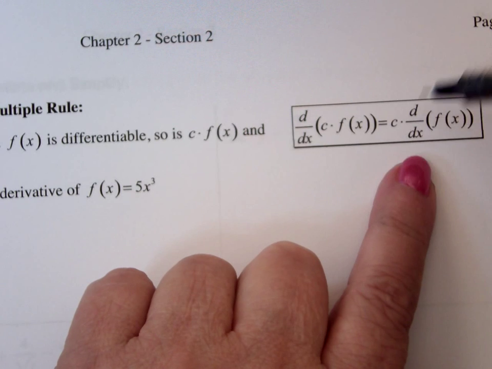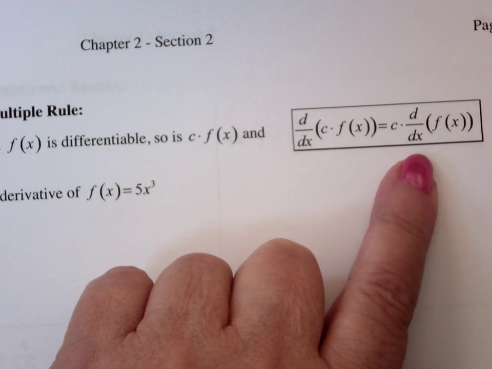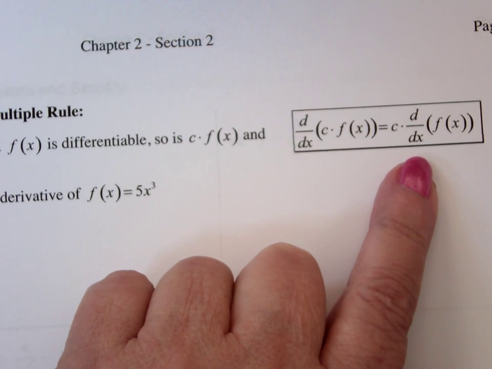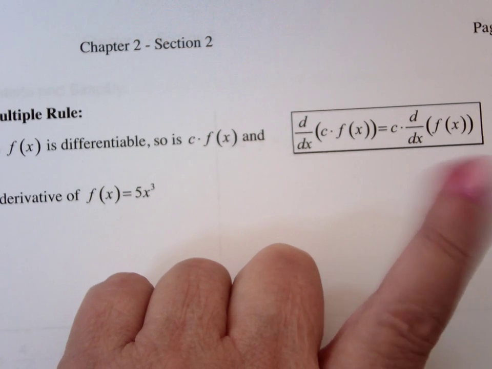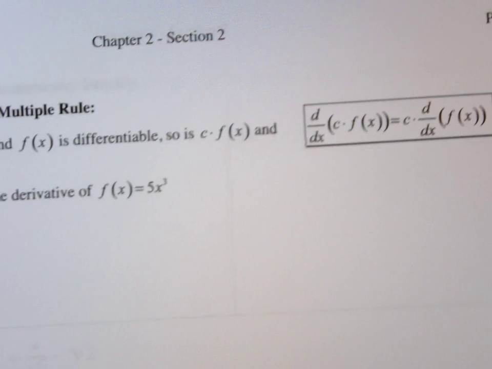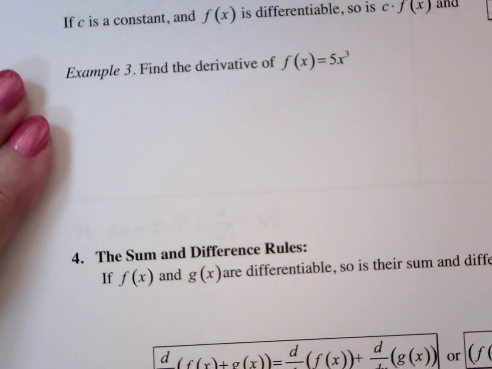And so what is it? It's the constant times the derivative of the function. And we don't even quite use it that way either. So what would this be?